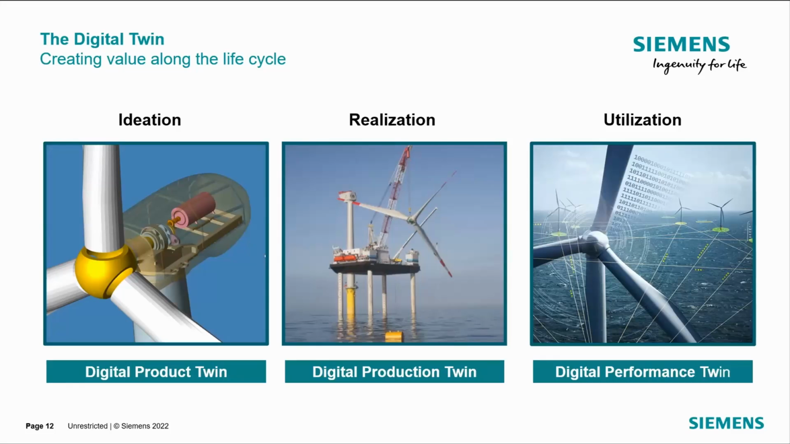Then also here I recap what I just said before. So the digital twin, the executable digital twin goes along the three stages. So the ideation, so the digital product twin, then the realization of the asset, and this is the digital production twin, and finally its usage in the field. So this is the digital performance twin.